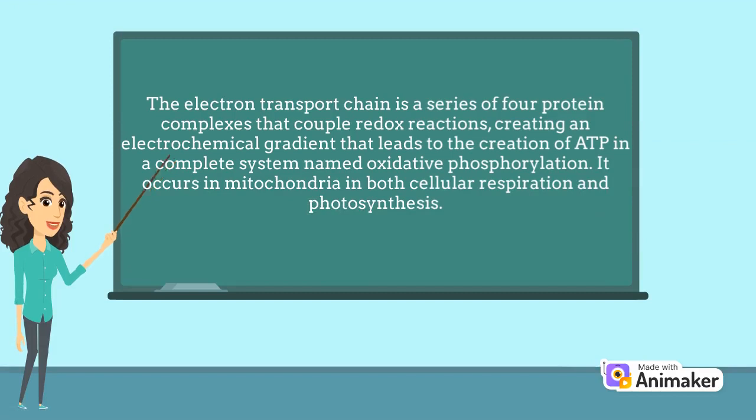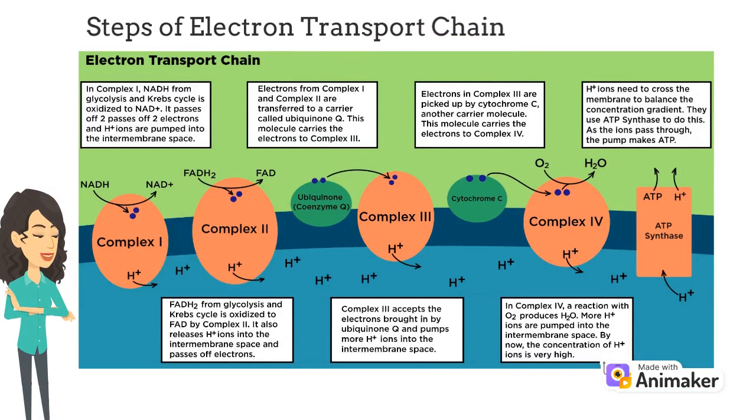The electron transport chain is a series of 4 protein complexes coupled to redox reactions, creating an electrochemical gradient that leads to the creation of ATP in a complete system named oxidative phosphorylation. It occurs in the mitochondria in both cellular respiration and photosynthesis. These are the steps of the electron transport chain.